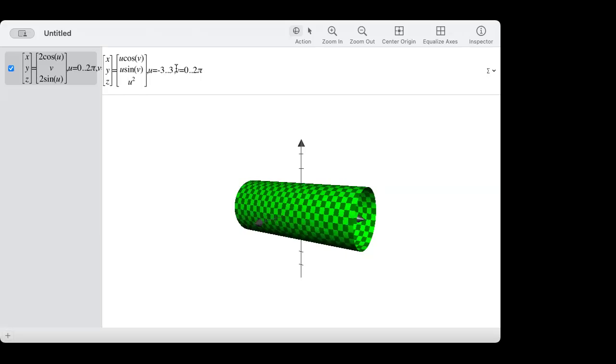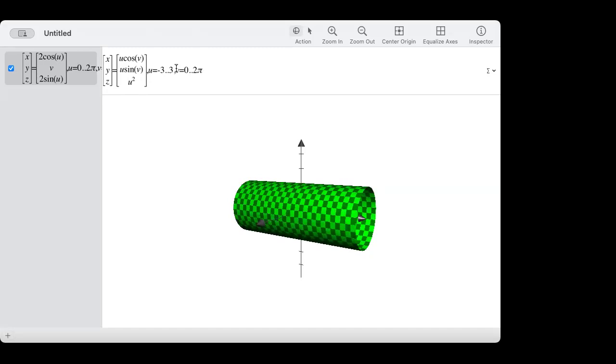Pick another value for u. Say 4. Then I'll get 4 cosine v, 4 sine v, and 16. Wait a minute. I'm drawing a circle of radius 4, but now it's at a height of 16. So if I think of cuts parallel to z, because z gets fixed when I fix u, I get circles. So I'm getting a stack of circles somehow.